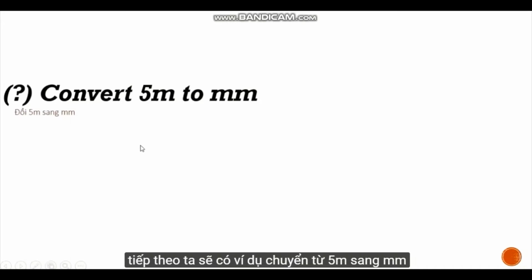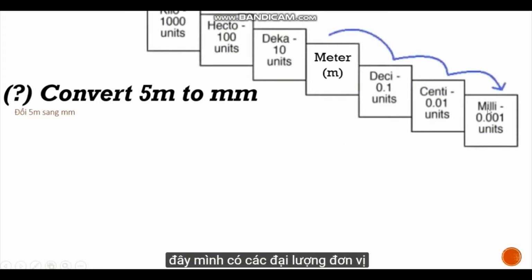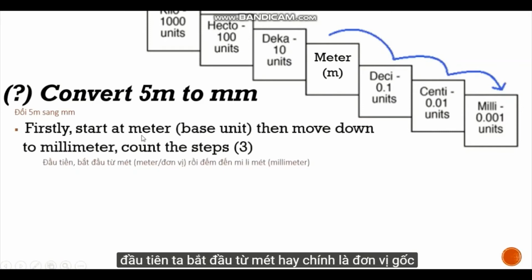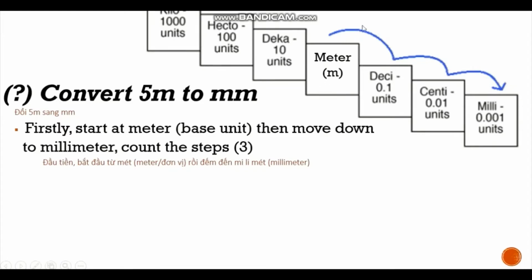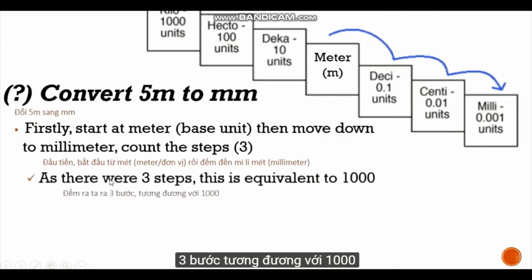Next on we will do an example of converting from 5 meters to millimeters. So here we have the metric units. The base unit this time would be meters. So firstly, let's start from the meter, or the base unit, and then move down to millimeters. As we move down, we count the steps: 1, 2, and 3. As there were 3 steps, this is equivalent to 1000.